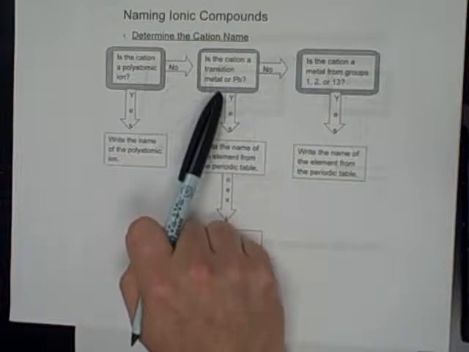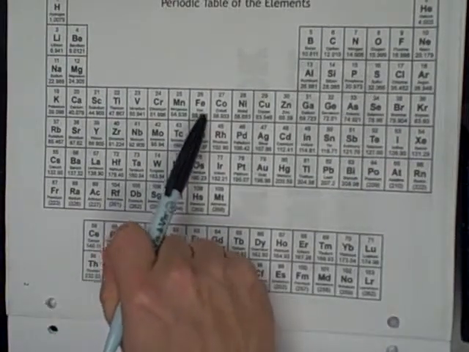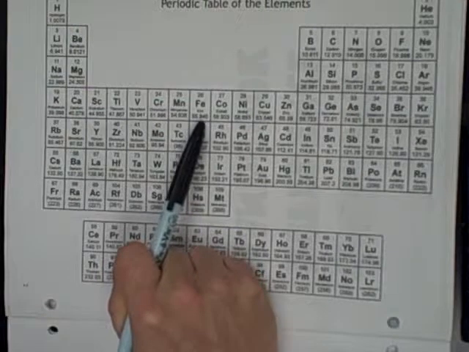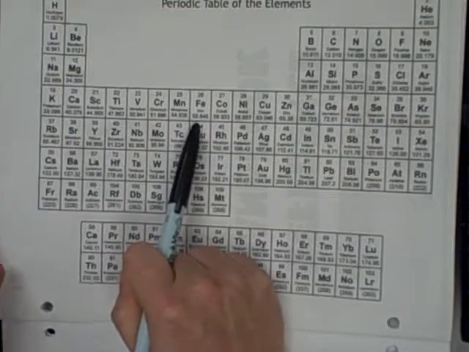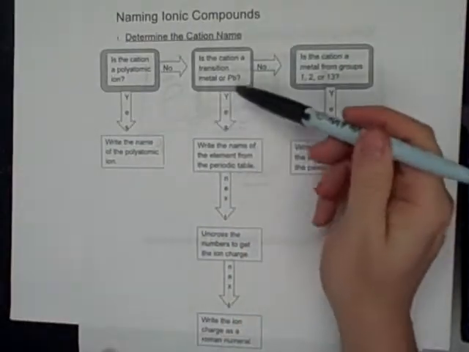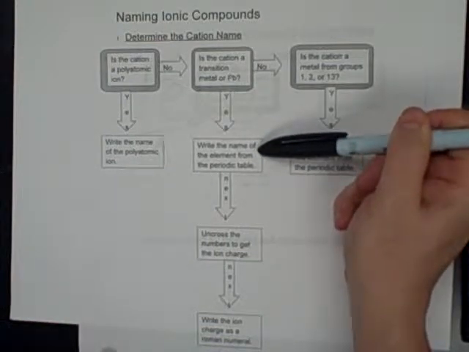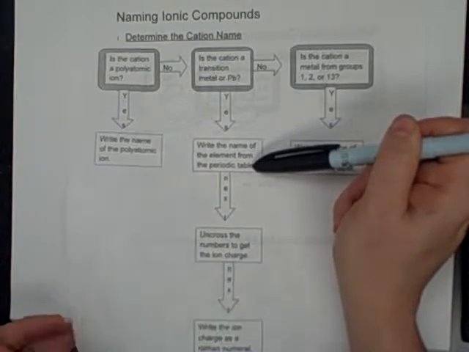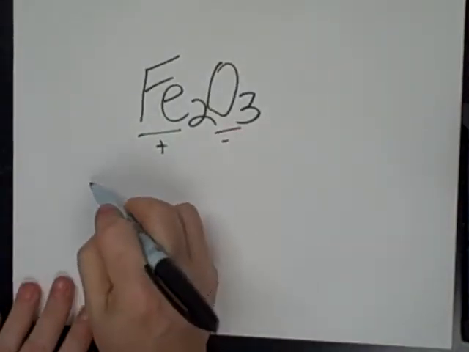Is the cation a transition metal or lead? Let's look and see where Fe is on the periodic table. You see iron right here in the center of period 4 in the 3Ds. It is a transition metal. So our answer is yes. So let's move down to the next step, which says to write the name of the element from the periodic table. So Fe is iron, so we're going to write iron.